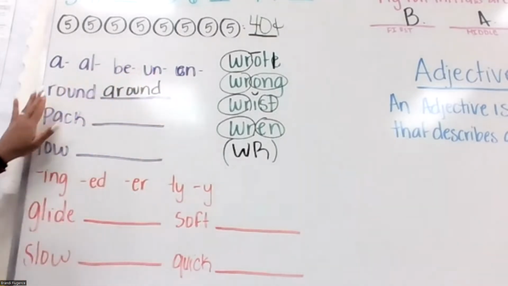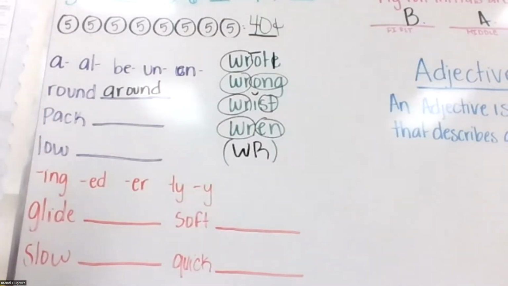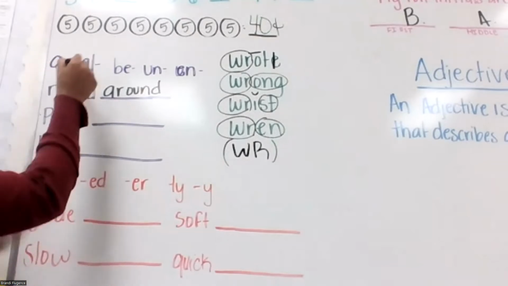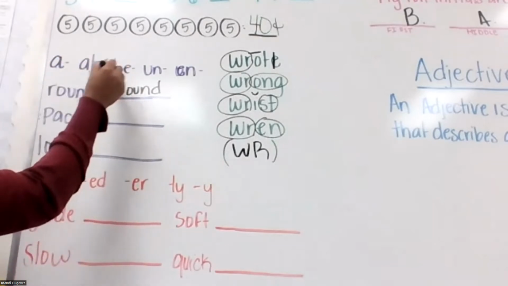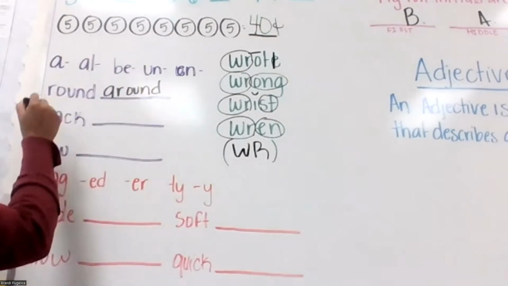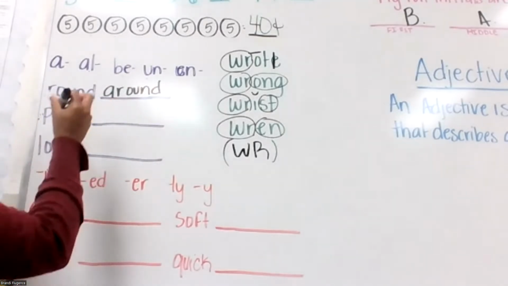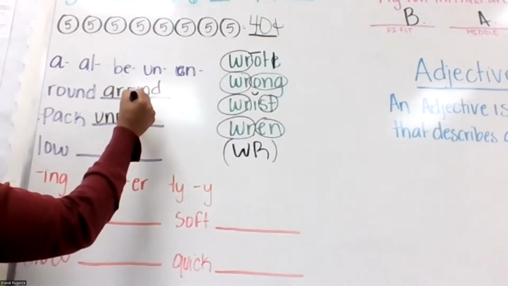Your prefix will go before you say pack. Oh man, I don't know. I know. Okay, so you have pack. You would say a pack. No, all pack. Be pack. No. Unpack. Yes. So you see your prefix has to go in front. So unpack would be a word we will make.